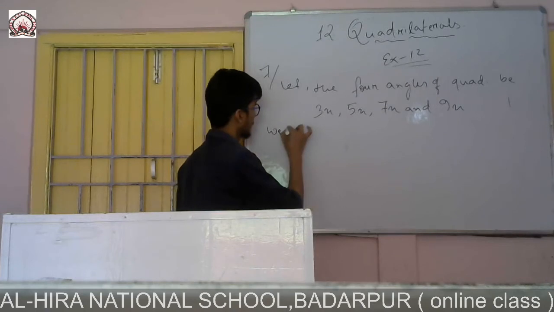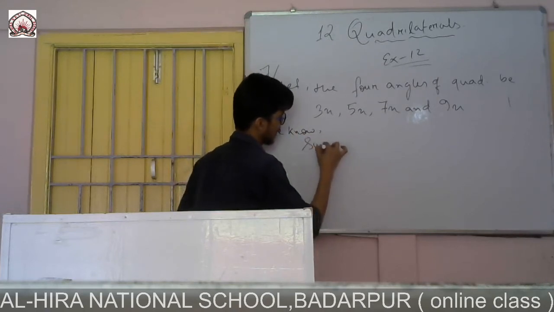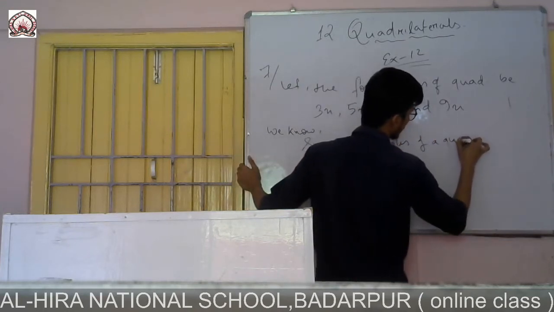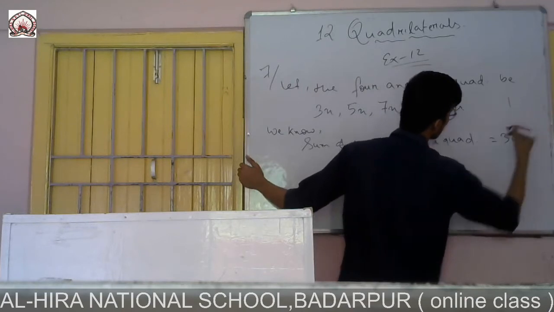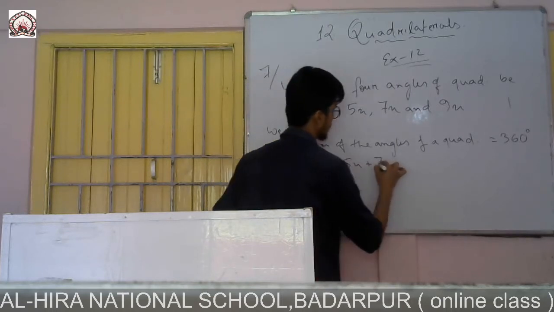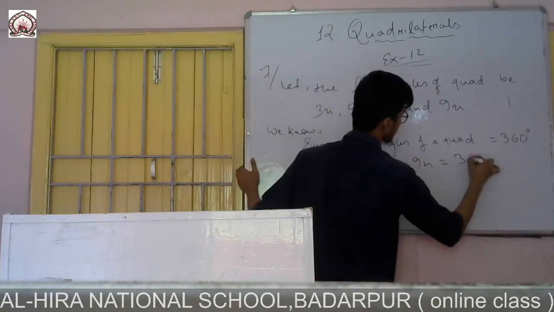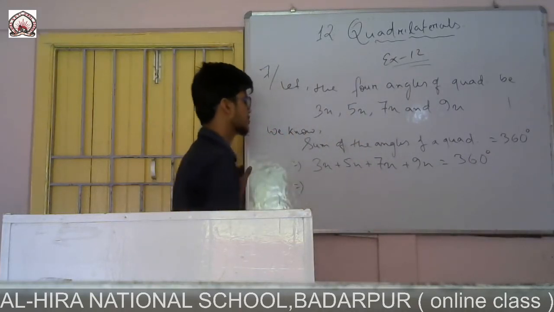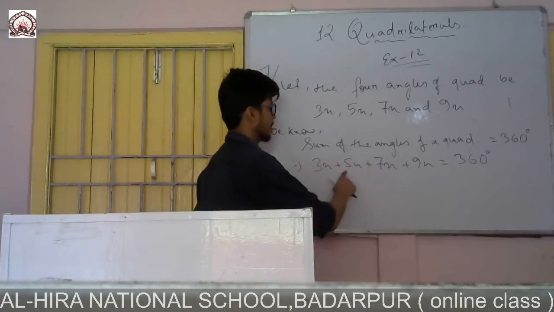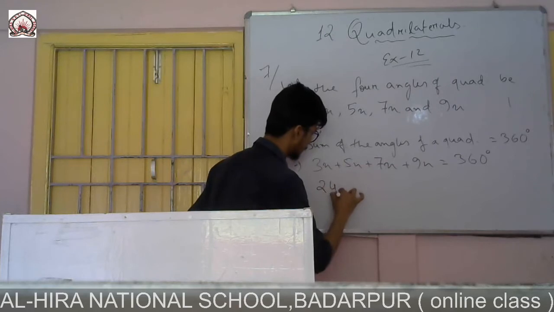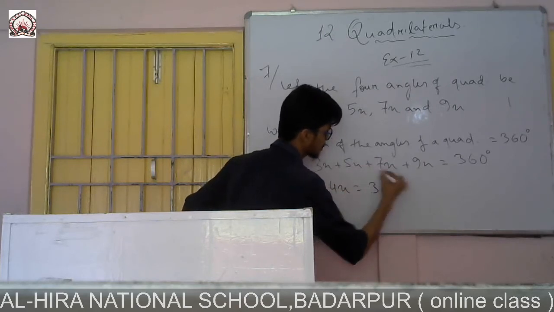So we know the sum of the angles of a quadrilateral is equal to 360 degrees. So the sum of the angles, 3x, 5x, 7x and 9x, is equal to 360 degrees. 3x plus 5x plus 7x plus 9x is equal to 360 degrees. Now 9 plus 7 is 16, 17, 18, 19, 19 plus 5 is 24x, equal to 360 degrees.